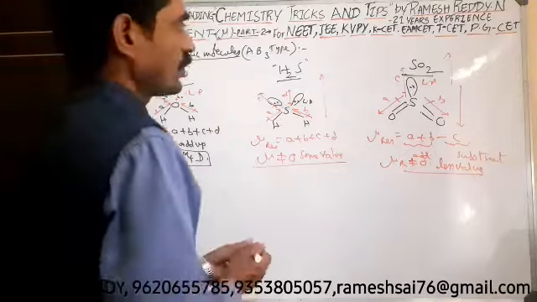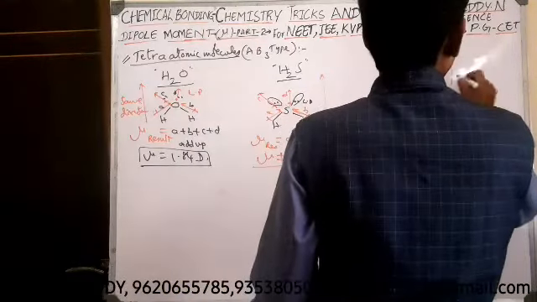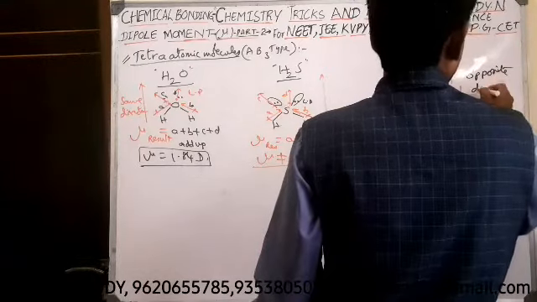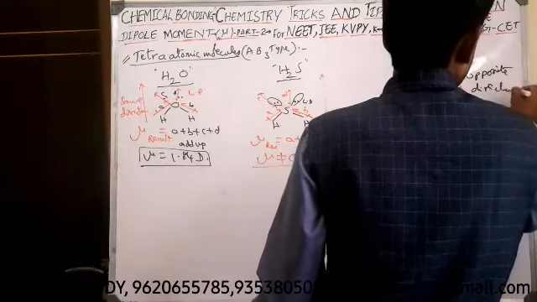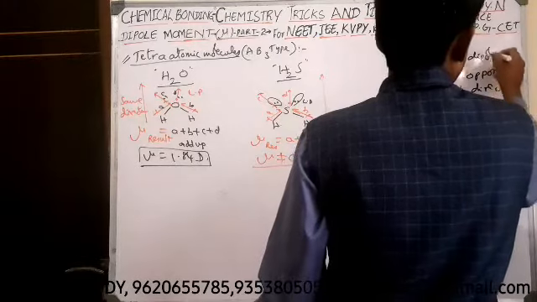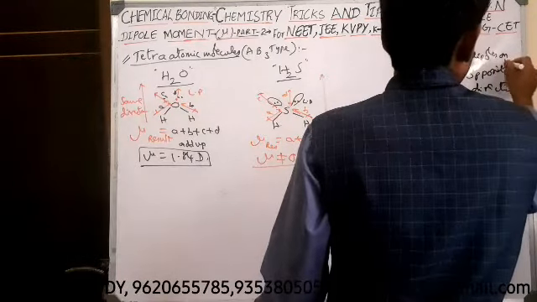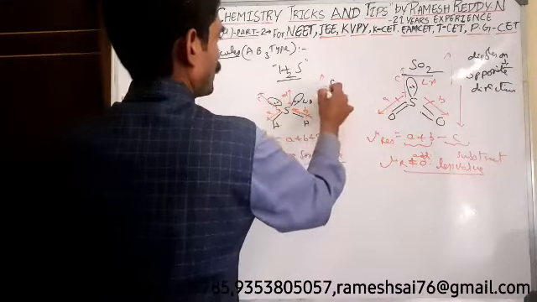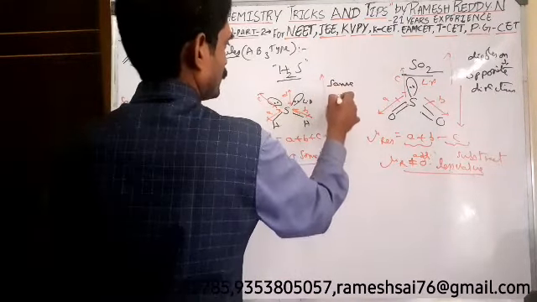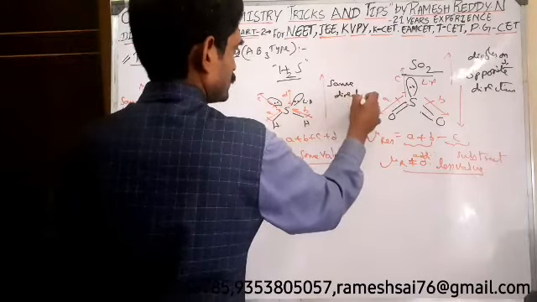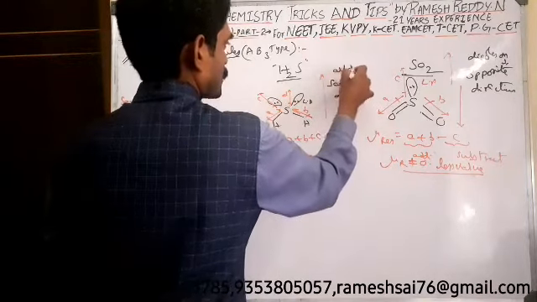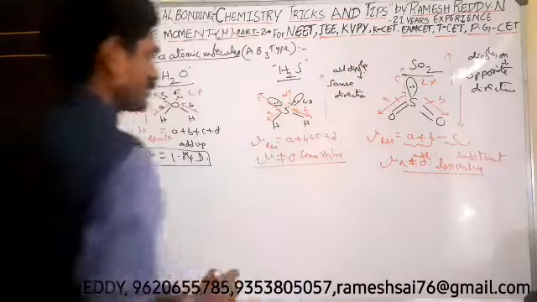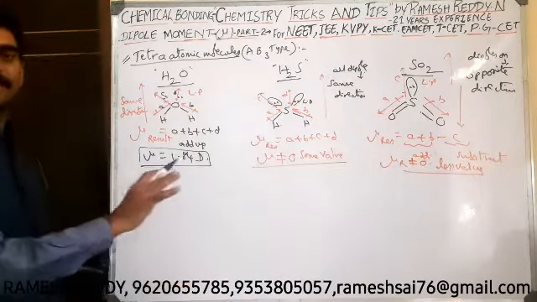Here the dipoles operate in the opposite direction. The dipoles move in opposite directions, so that's why the value is reduced. But in the earlier cases, all the dipoles are moving in the same direction, so that's why they have a larger dipole moment. Got it? Is it clear, my dear students?